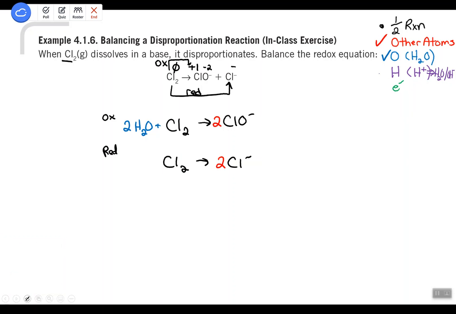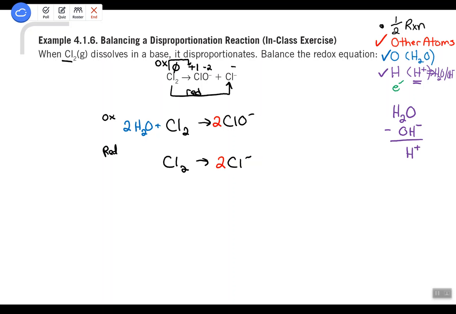So now we're ready to balance hydrogen. If this was an acidic solution, we could just add H+. But we don't have excess H+ in this solution, so I need to add hydrogen by adding water to one side and then add hydroxide to the other side, because the net difference there is adding an H+.